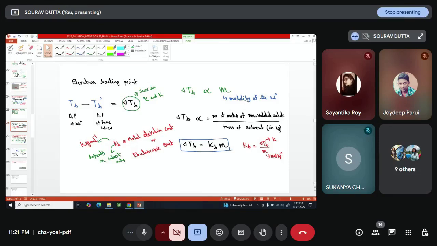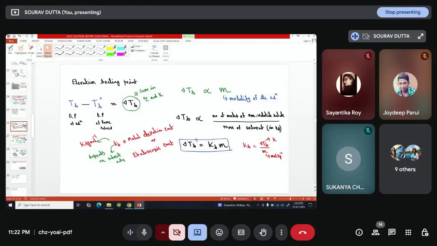So delta TB is directly proportional to the m, and in place of proportionality you have to write equal, so you have to take some proportionality constant. Your proportionality constant is Kb. This Kb is known as molal elevation constant or ebullioscopic constant. This Kb depends on the nature of the solvent only.